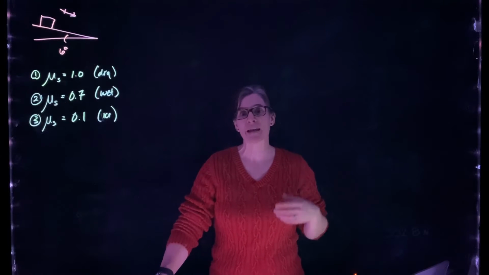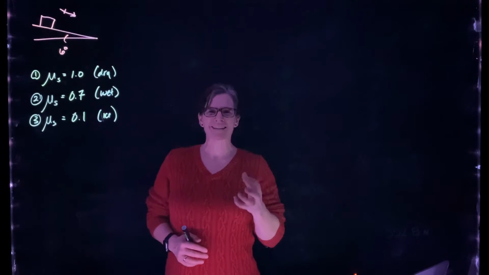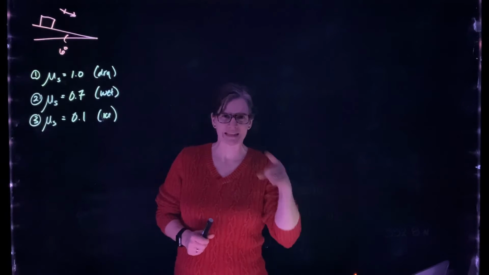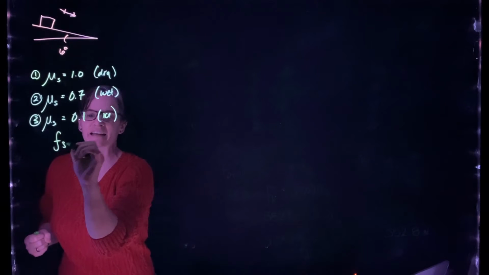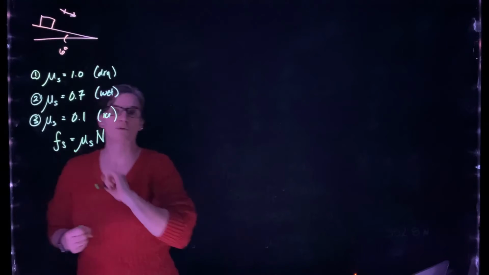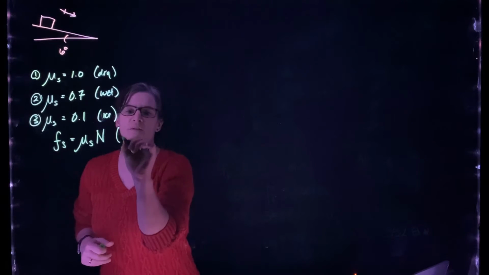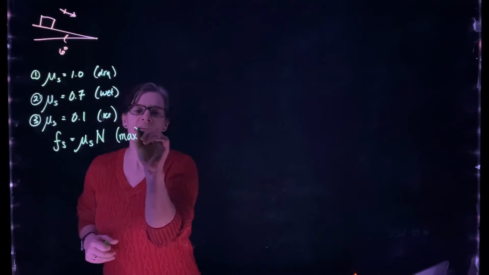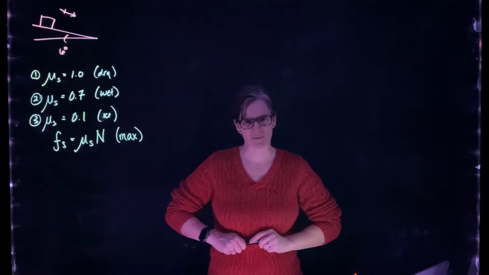We want to keep in mind we're dealing, like I said, with static friction. We're at that maximum point, just on the verge of slipping. And so we want to keep in mind that the static frictional force in this case is equal to the coefficient of static friction times the normal force. And this is when we are at maximum static friction. So we're going to utilize that relationship in the problem today.